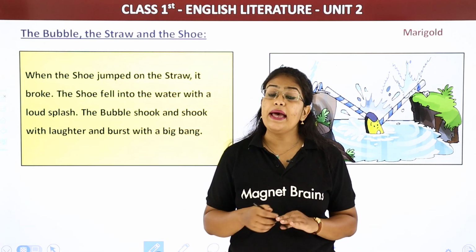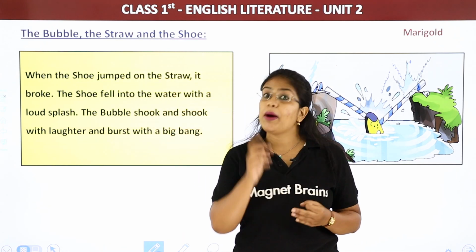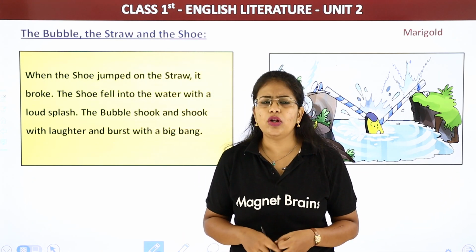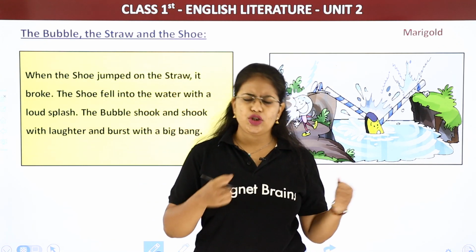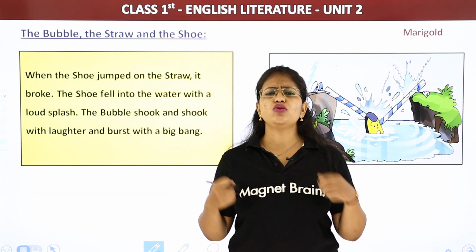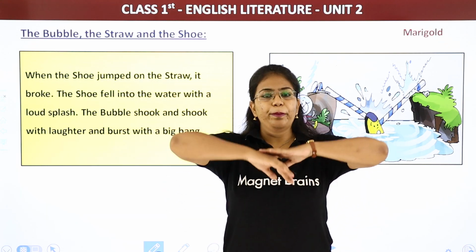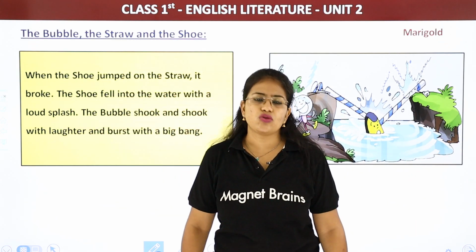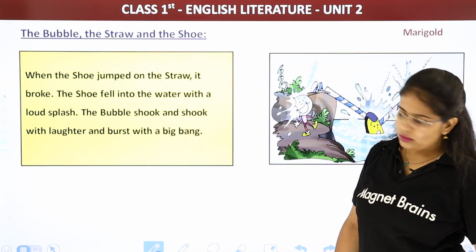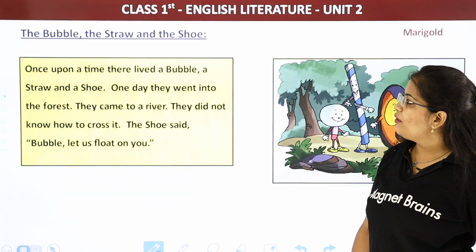ठीक है, एंड कौन रह गया? बबल. एंड वॉट हैपन टू द बबल? द बबल शुक एंड शुक विथ लाफ्टर. वो इतनी जोर जोर से हंसने लगा दैट इट बर्स्ट. ठीक है, सो ऑल थ्री फ्रेंड्स वर गॉन. We'll read it once more.